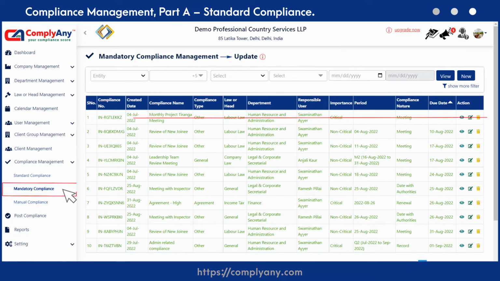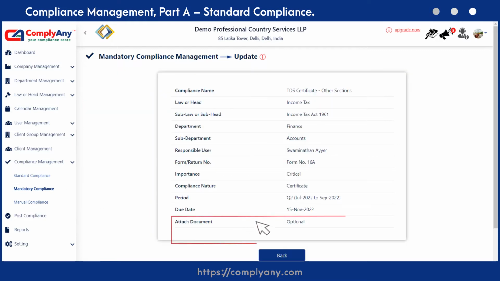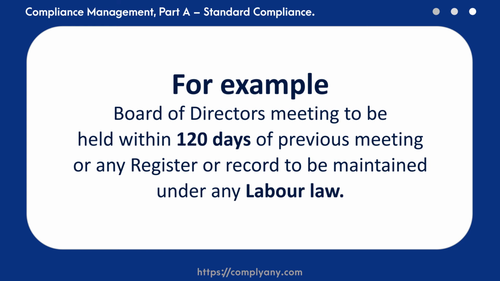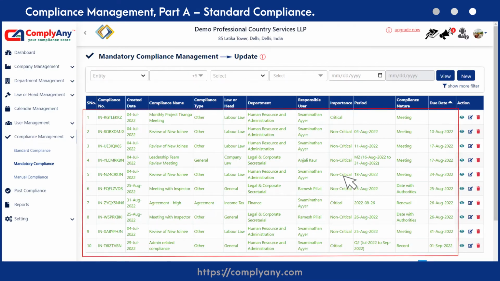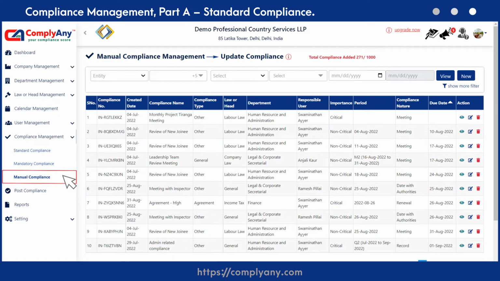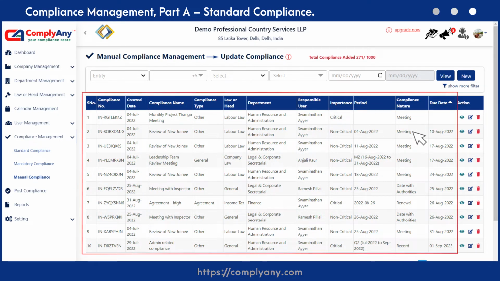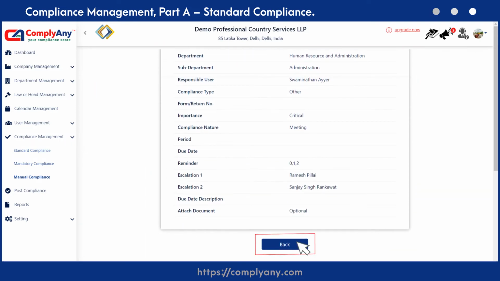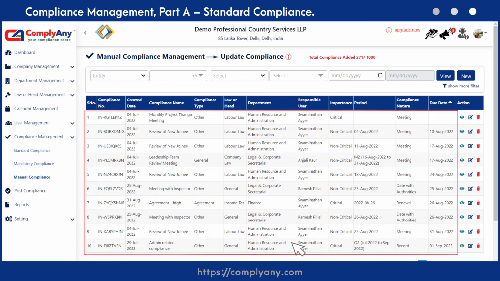Mandatory compliances are those compliances which are defined in law or regulations but government or authority has not fixed any date. For example, Board of Directors meeting to be held within 120 days of previous meeting or any register or record to be maintained under any labor law. System has list of these compliances and are shown in green color font. Manual compliances are those compliances which are created by user, may be required under any law or for internal governance. These are shown in dark blue color font.